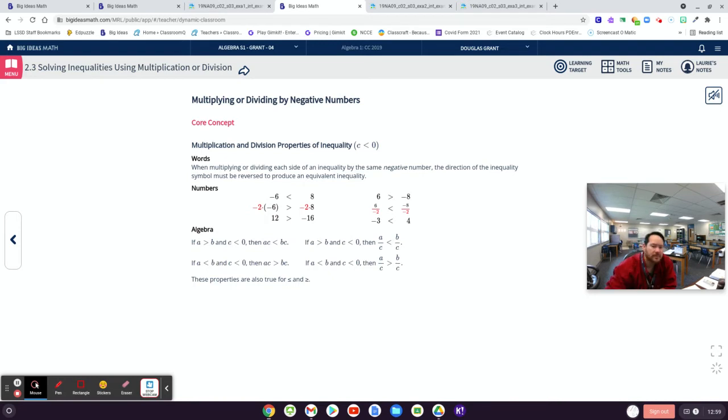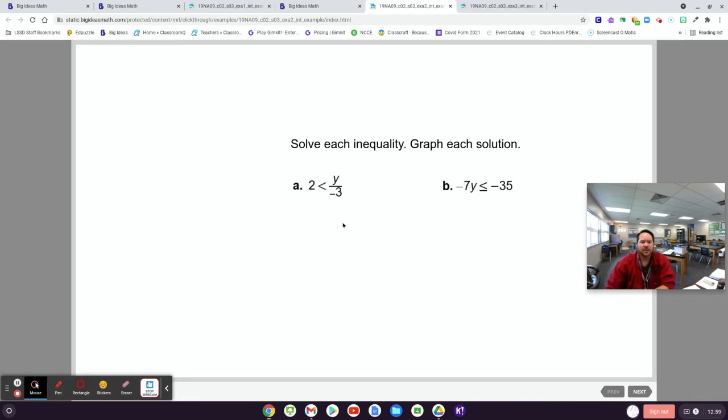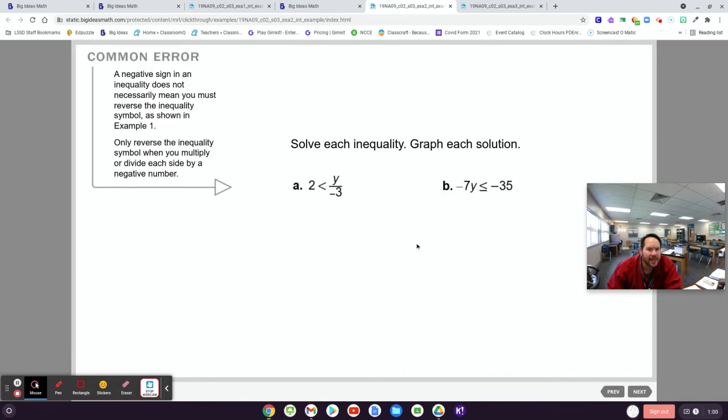It's all good. All right, now let's jump into it. Here we go. So if you're going to solve 2 is less than y divided by negative 3, what is a good first step to solve this problem?